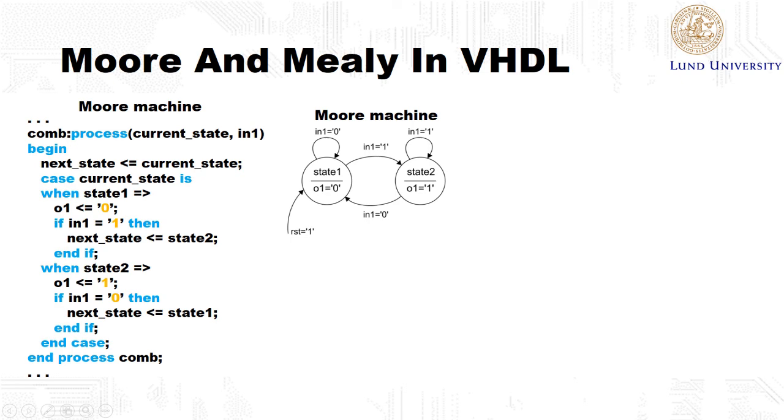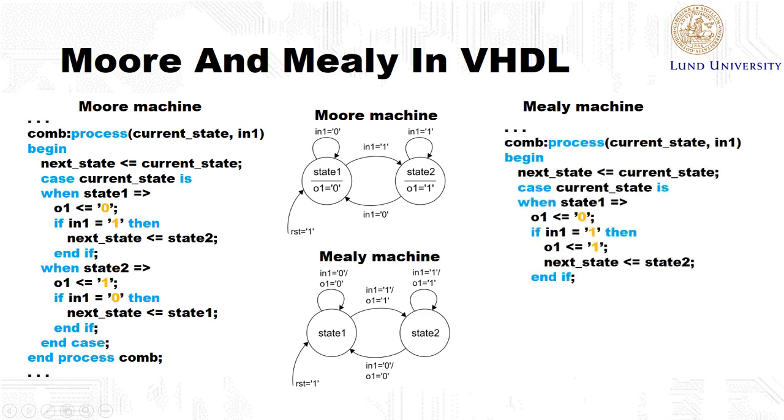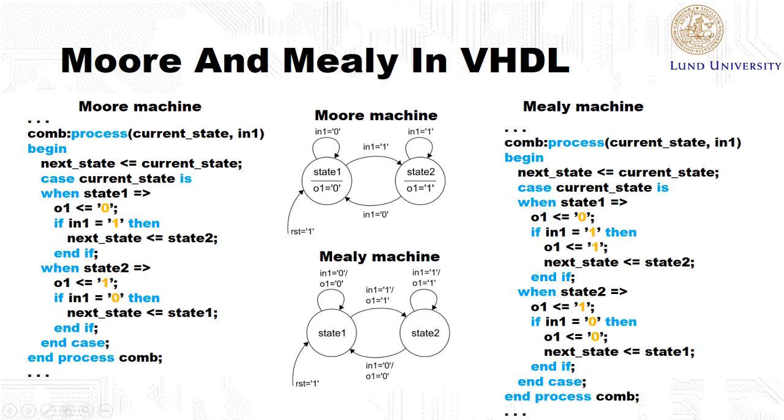If we were to implement this as a Mealy machine instead, we could do like this. When we are in state 1, we assign the output a 0, but if the input in 1 is equal to a 1, the output will also be a 1. And when we are in state 2, the default value for the output is that O1 is equal to 1, but if the input in 1 is equal to 0, the output will also be 0. So here the output depends on the input.